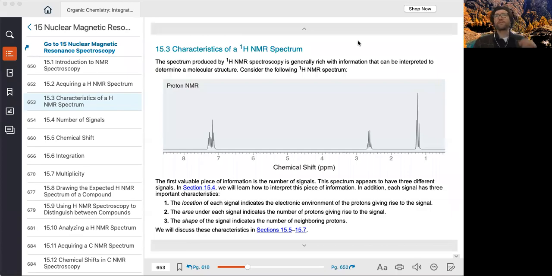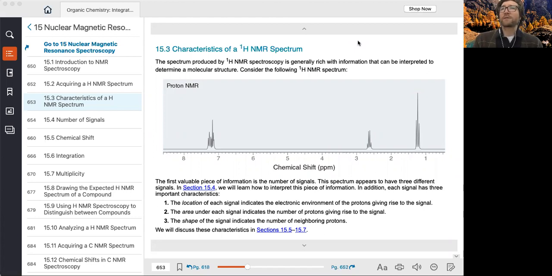This is section 15.3, the characteristics of a proton NMR spectrum. This is a fairly short chapter because it's a lead-in to the very specific things about an NMR spectrum, but we're going to learn about what an NMR spectrum is. So in general, it looks like what you see on your screen here from your book.